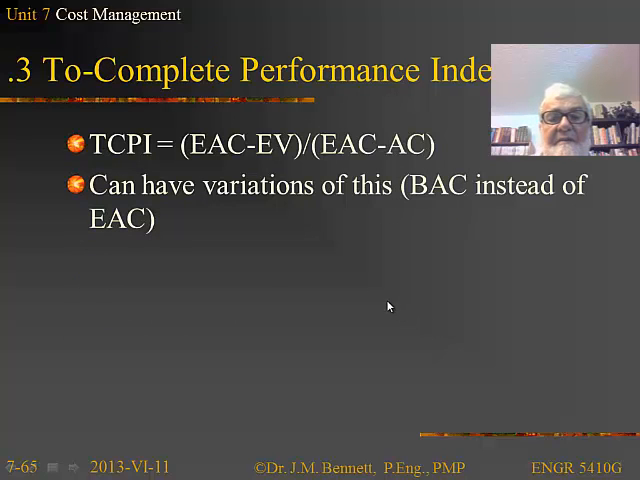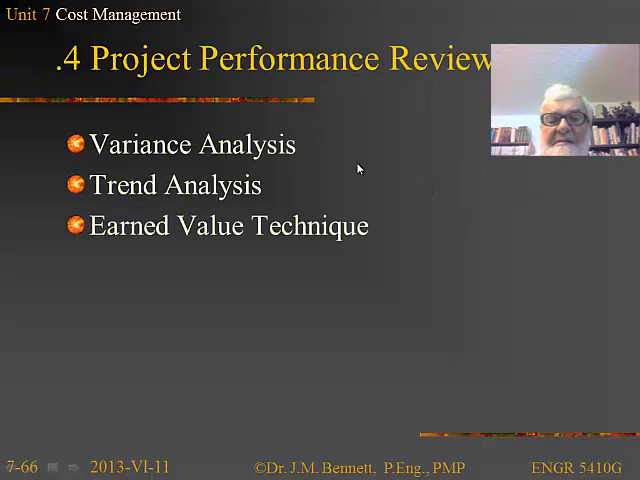The to complete performance index is basically how much it is going to cost to actually finish this. And here we take the estimated actual cost minus the earned value divided by the estimate at completion minus the actual cost itself. And that gives us an estimate of the to complete performance index. And in fact, we can have the budget at completion instead of the estimate at completion.